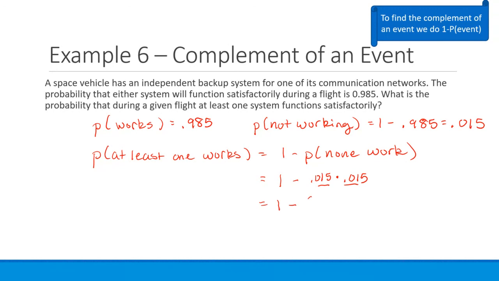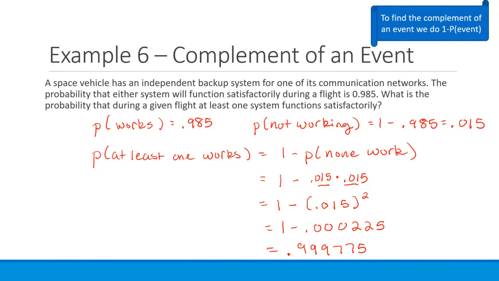So this is 1 minus 0.015 squared, basically. You need to square that, and you get 0.000225. So I subtract that from 1. And so the probability that at least one of them works is 0.999775, which would round to 1, basically 100%.